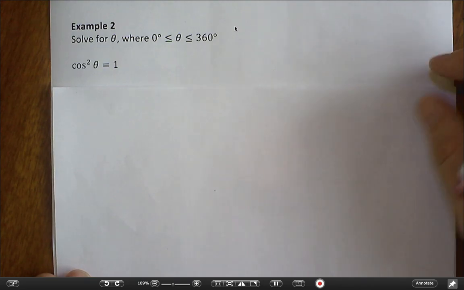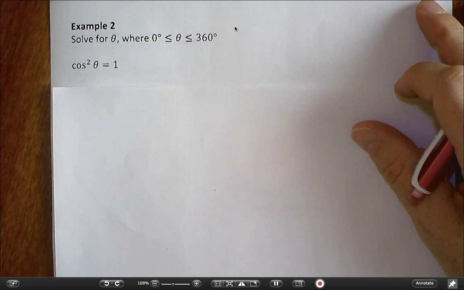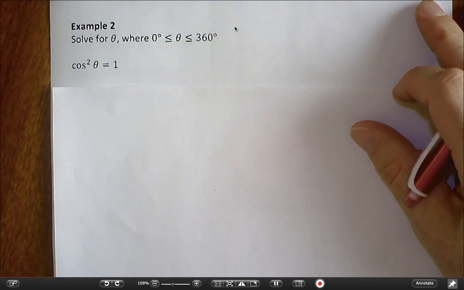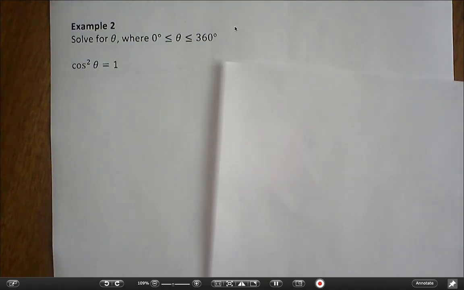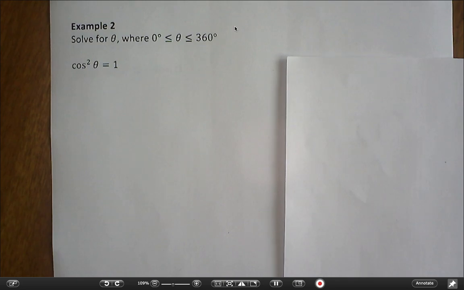So please press pause and factor this or solve this. Okay? All right, I'm going to try and trust that you're going to solve this. A lot of you guys would use this nifty little trick of taking the square root.